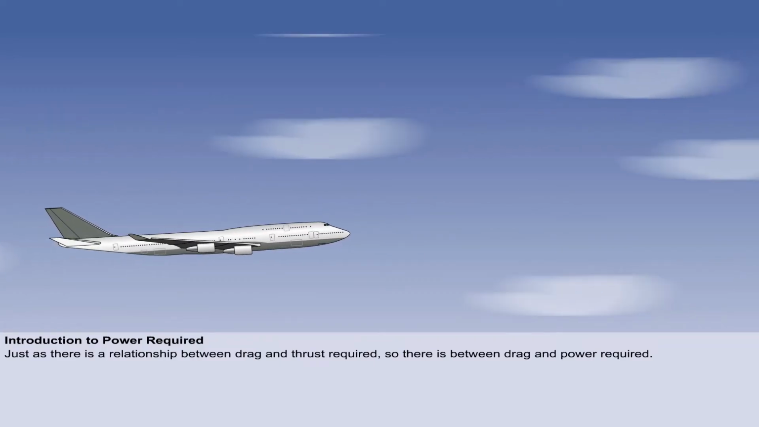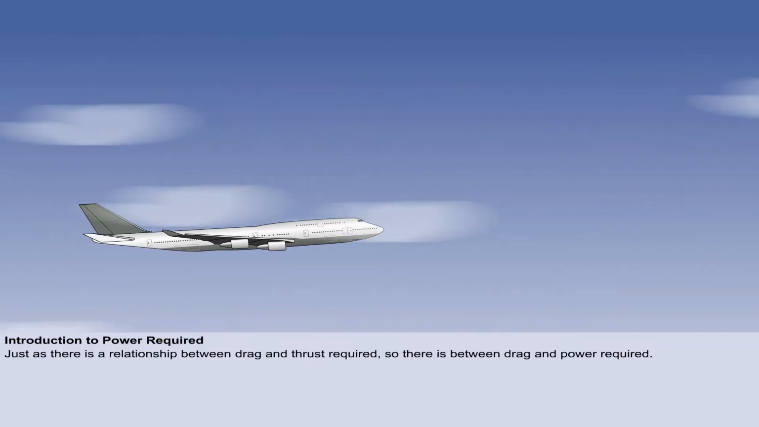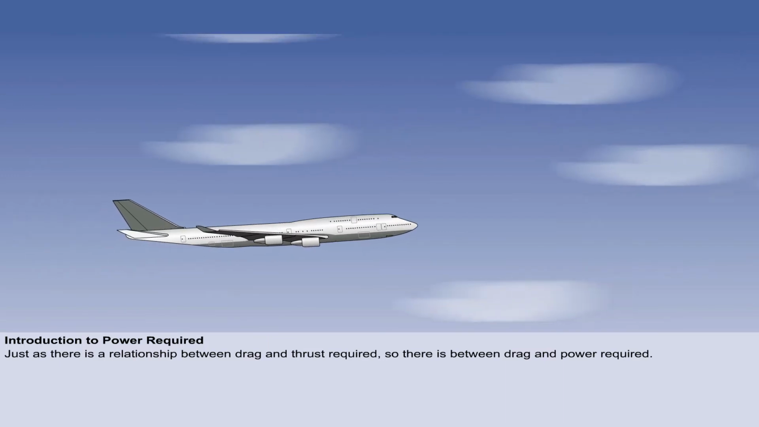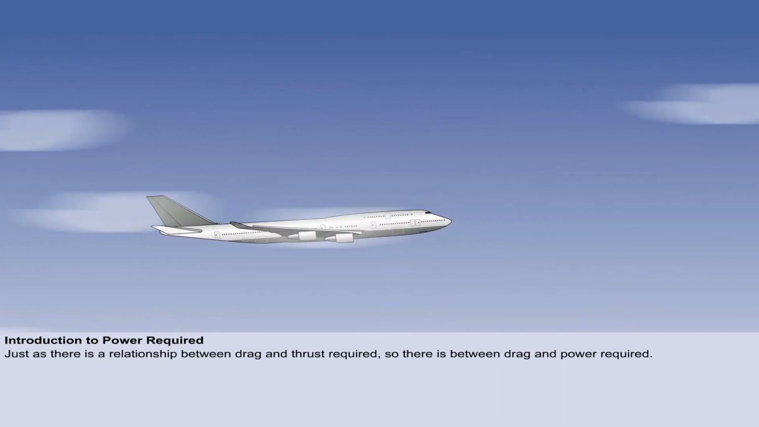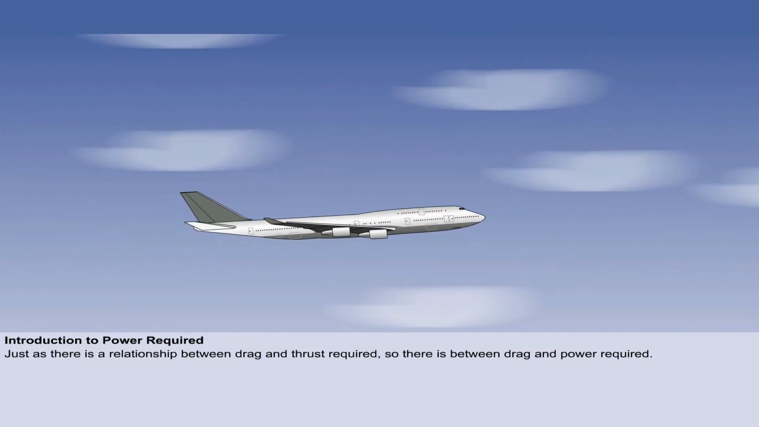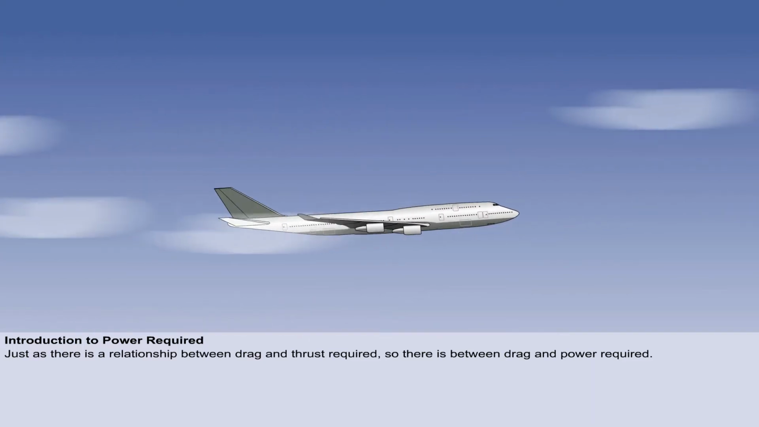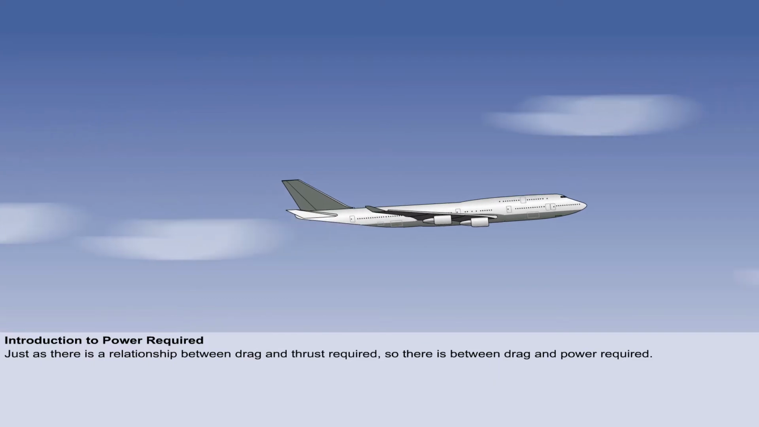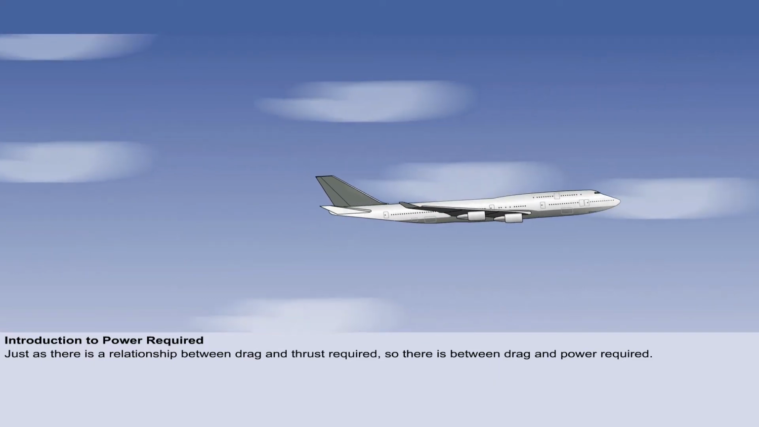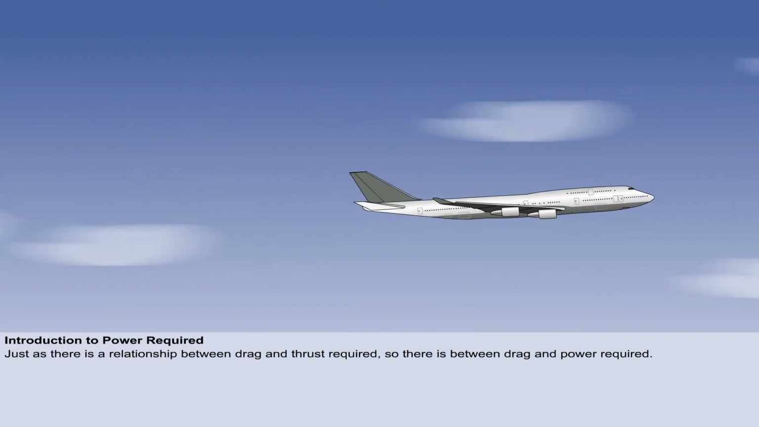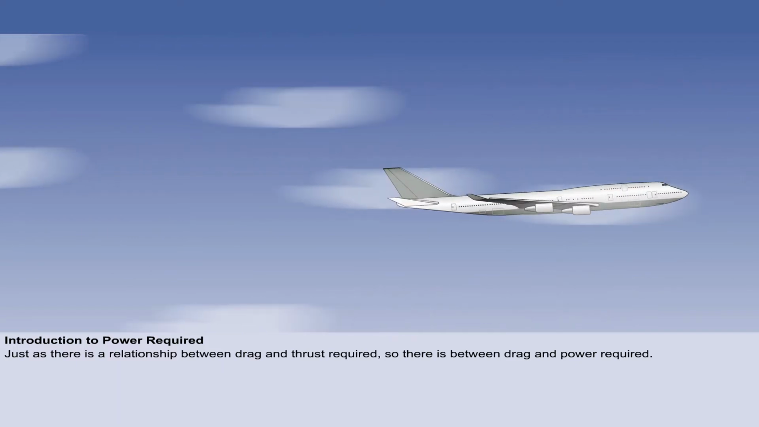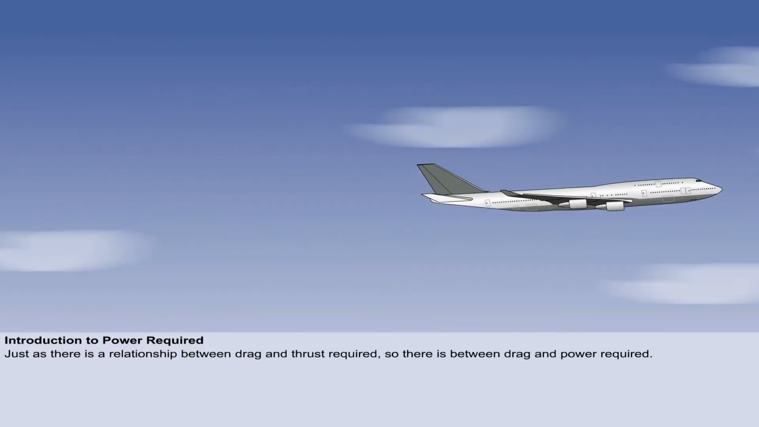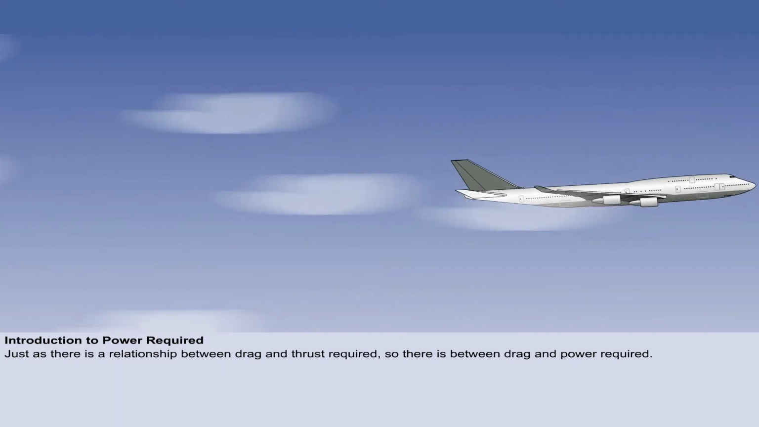Following on from your study of total drag, we can examine the relationship between thrust, drag and power. You have already seen that drag in certain circumstances can also be referred to as thrust required, and you will see that a similar relationship exists with power required. They are both important airframe considerations.